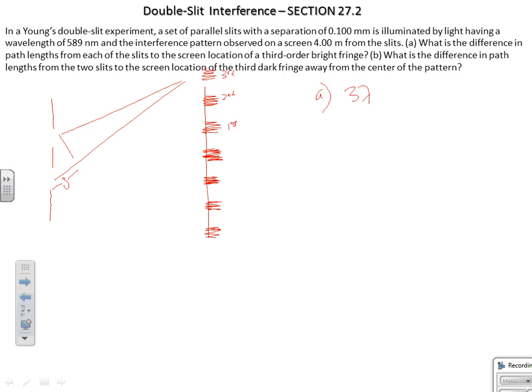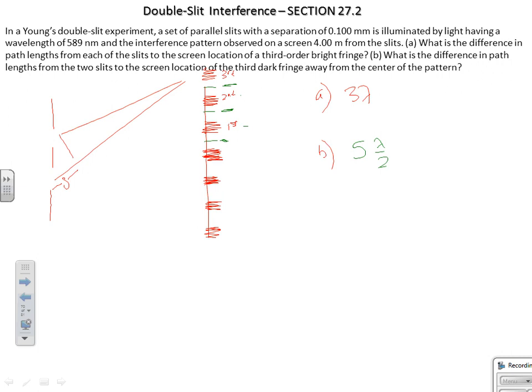Okay? And B, what's the path length difference to go from the screen to the location of the third dark fringe away from the center? So here's the first, the second, the third dark fringe. So here's half a wavelength. There's 1, there's 1.5, there's 2, there's 2.5. So the path length difference is 5 half wavelengths. That's it. That's all there is to do here.